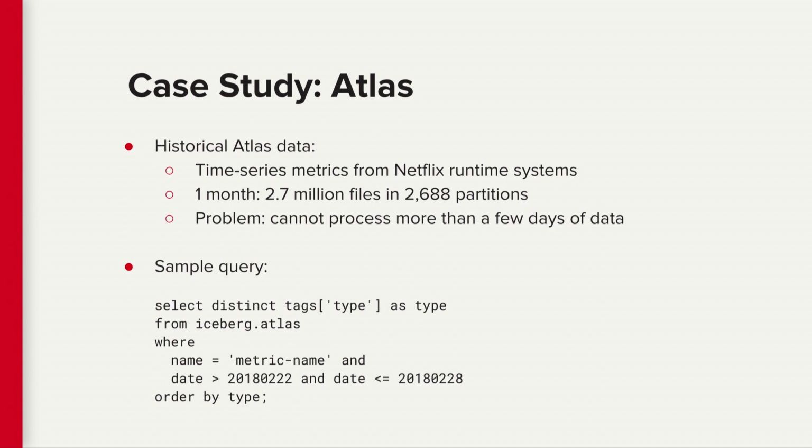So here's a sample query that we're going to see some runtimes for. We're seeing what tags different metrics had. We have a tag called type, which is just extra information a runtime system is sending out about this metric. And we want to filter by a metric name and get all the tags for it over a period of just 6 days. That's really not a very long period of time if you're trying to do historical analysis.